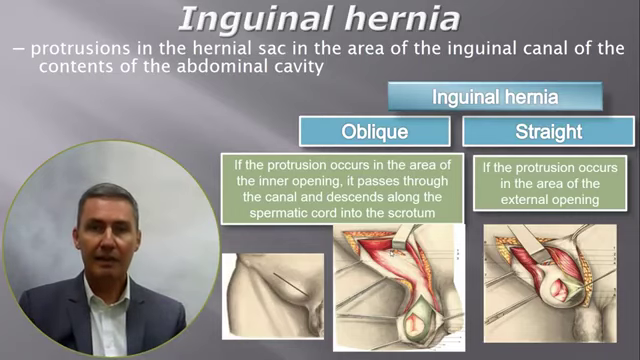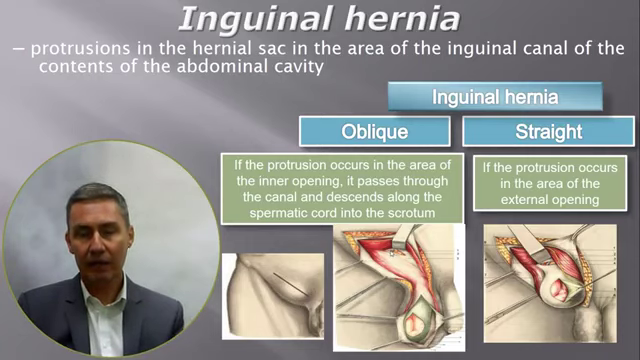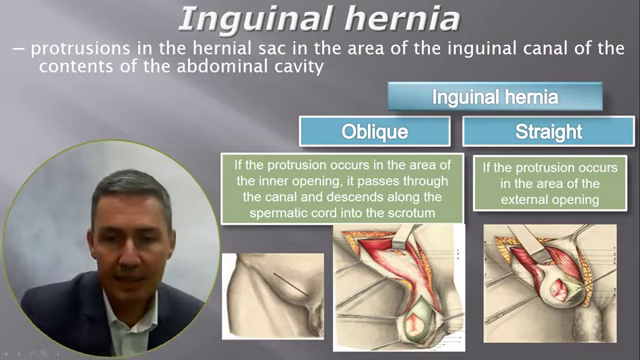The second variant is the straight hernia. Such a hernia does not pass throughout the inguinal canal. This hernia will pass just through the superficial ring of the inguinal canal and will not descend to the scrotum area.